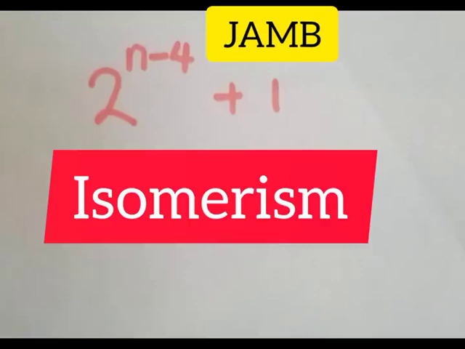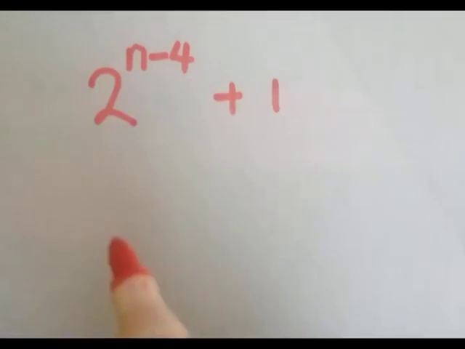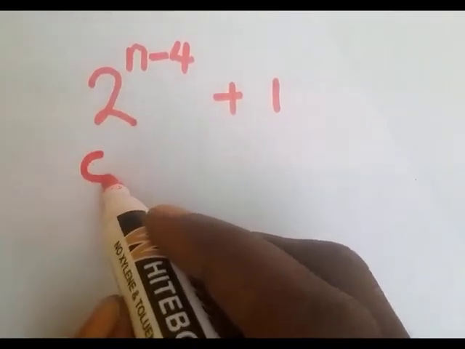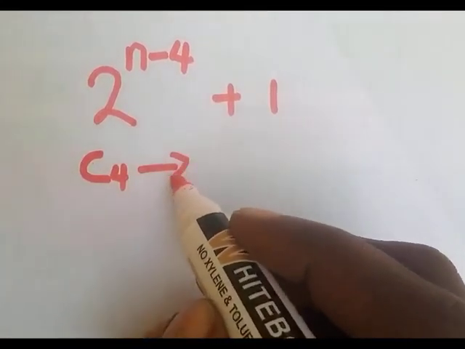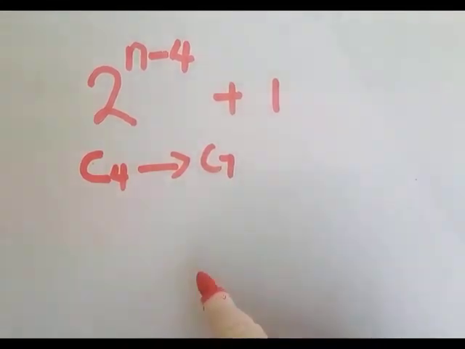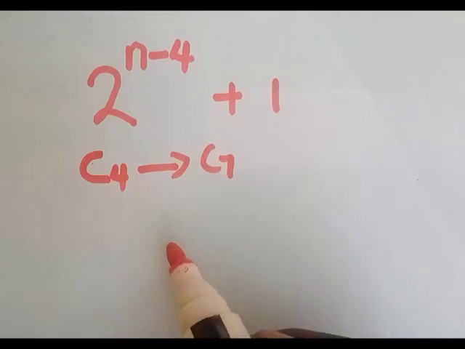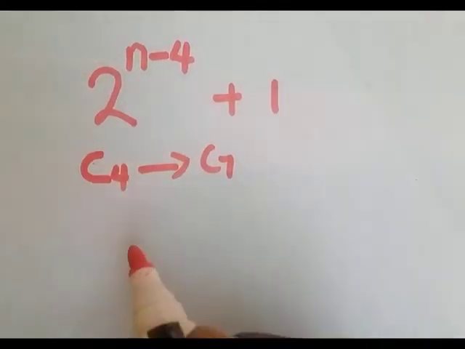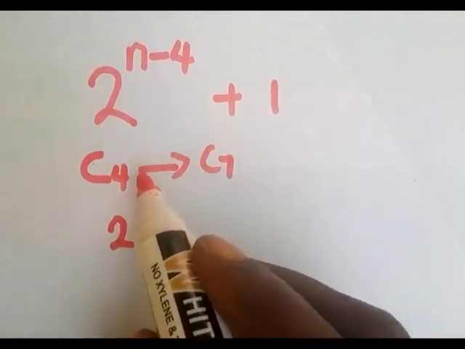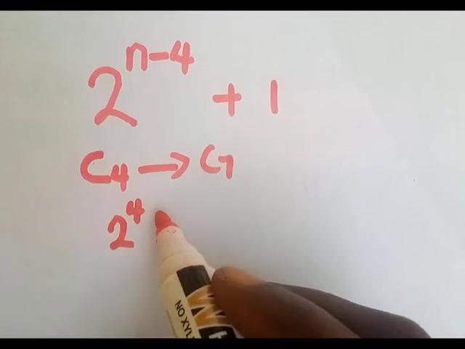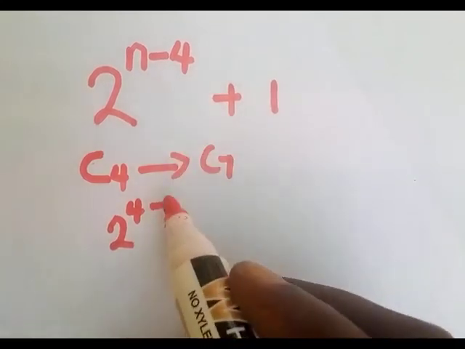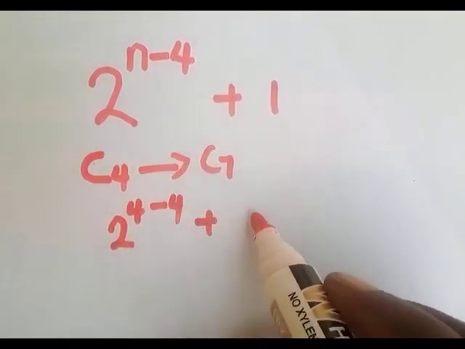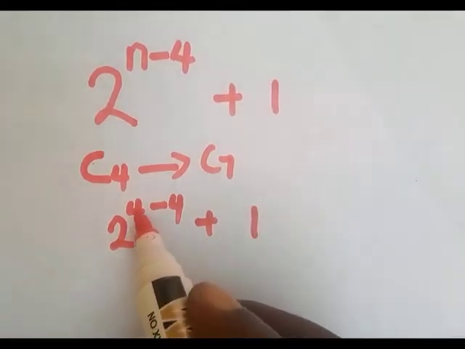This is just the shortcut on how you can find the isomerism or number of isomers between alkanes from butane to heptane. So here, what you should do is, let's replace this n with 4. Let's start with butane. So I'm going to have 4 minus 4. I replace the n with 4, then plus 1. Now 4 minus 4 is 0.